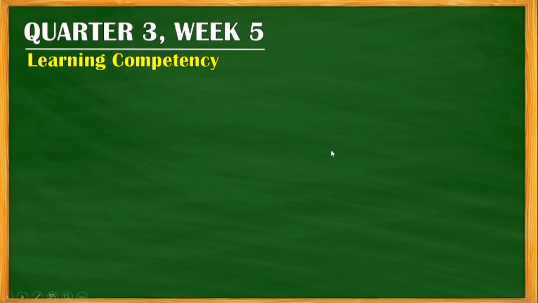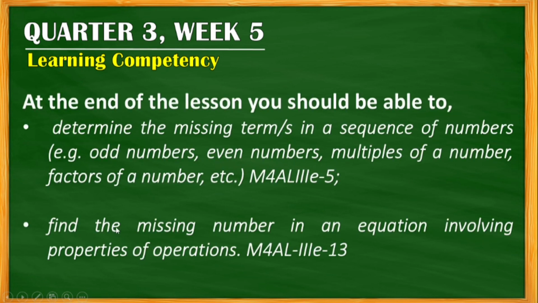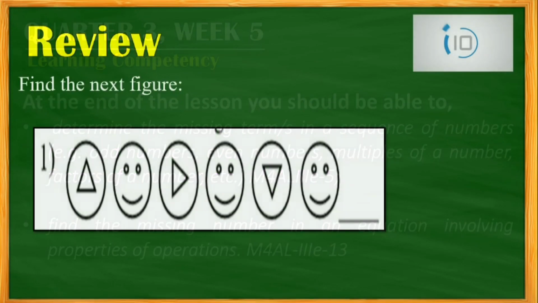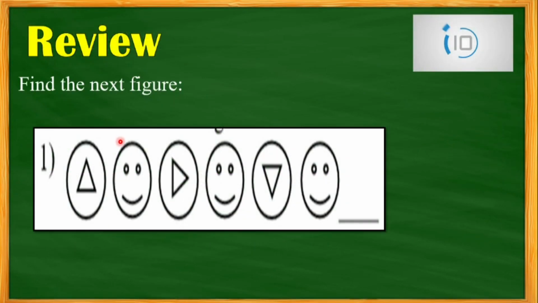We are now in Quarter 3, Week number 5 of our most essential learning. Our learning competency for this day, you're going to determine the missing term or terms in a sequence of numbers. For example, you're going to determine the odd numbers, even numbers, multiples of a number, or a factor of a number. Or you're going to find the missing number in the equation involving the properties of operation. So let's have some review first.